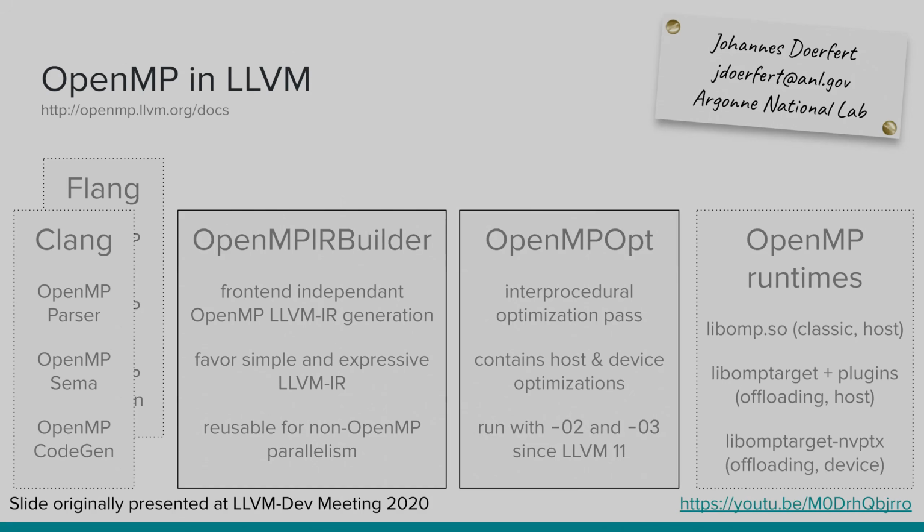And then potentially the most crucial part that was added in the last few years is OpenMPOpt. That is an interprocedural optimization pass as part of the LLVM core optimization pipeline that contains host and device optimizations. It is run by default when you say O2 or O3, and there will be more ways to run it later on, even with O0 and O1. And really what it does is OpenMP-aware optimizations. So it knows about the semantics of OpenMP, and it exploits that to improve the performance of a program. And we'll get to that later.